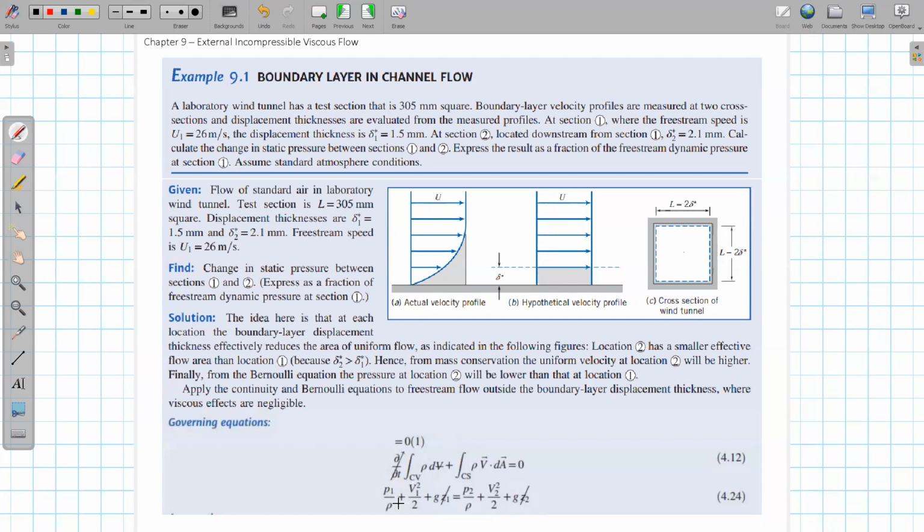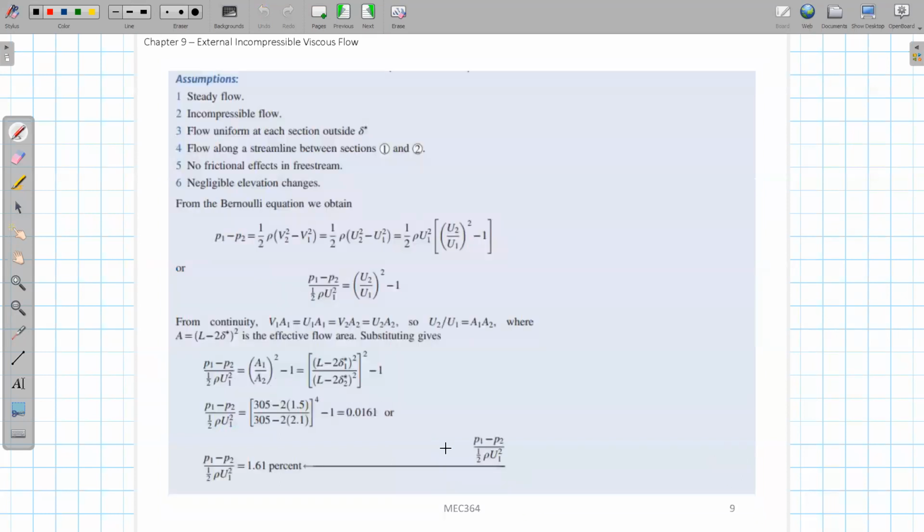So this will be the Bernoulli equation. P at section 1, P1 over rho plus V1 squared over 2, will be equal to P2 over rho plus V2 squared over 2. Let's assume that there's no elevation difference, Z1 is Z2, so they can cancel out. The question asks us to calculate P1 minus P2, the pressure difference. From the Bernoulli equation, we can see that to calculate the pressure difference, we need to calculate the velocity difference, V2 minus V1.